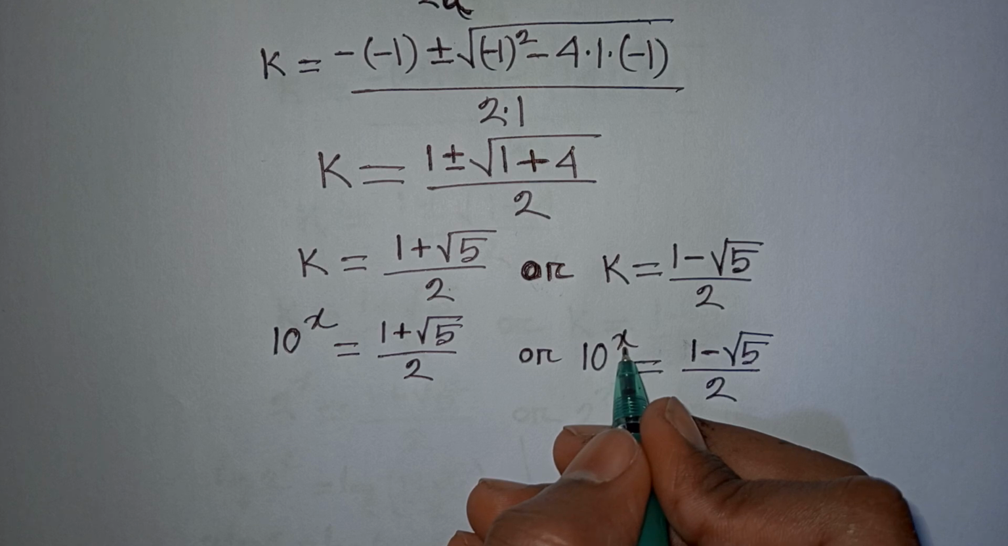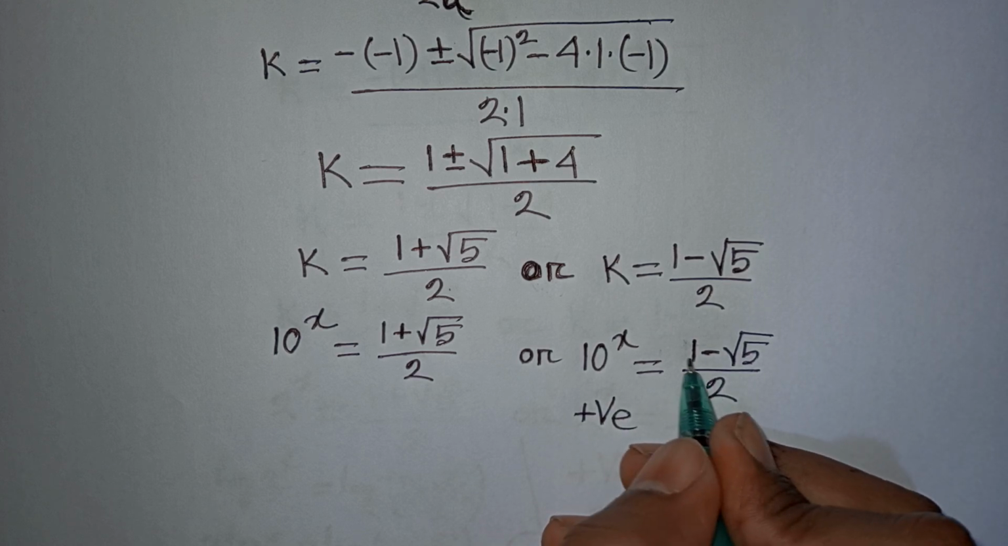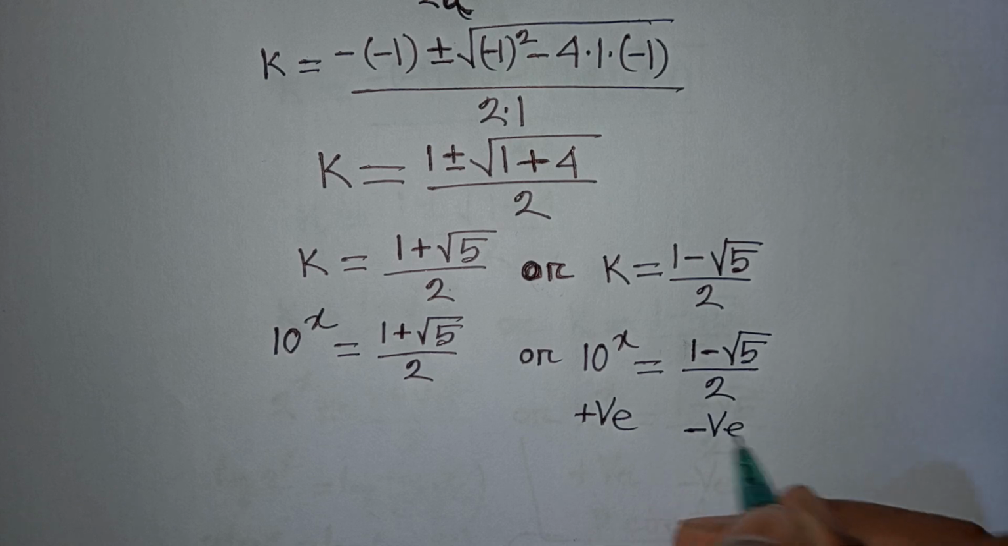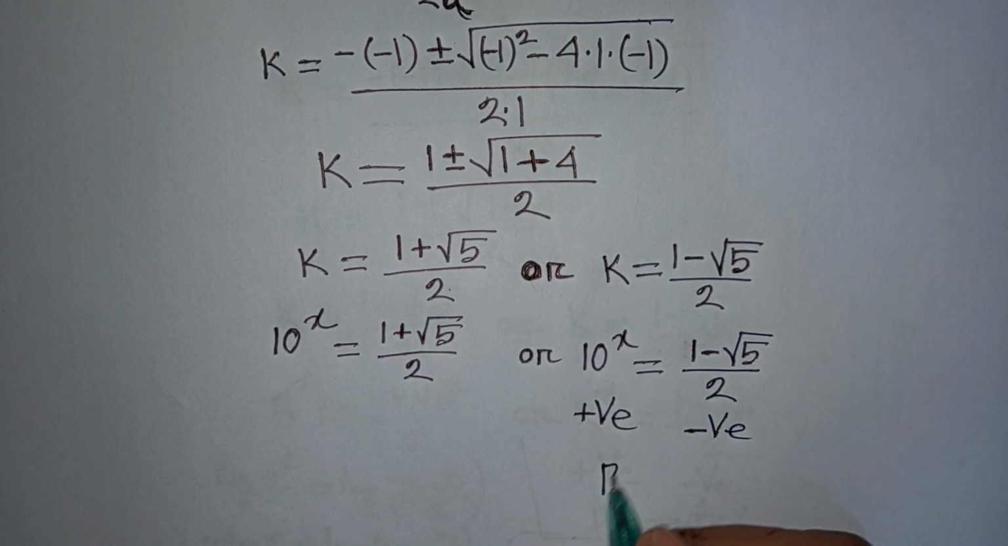Now, this power x, imagine any number. 10 to the power of any number is always positive, but (1 minus square root of 5) divided by 2 must be negative. So, positive cannot be equal to negative. So, this is rejected.